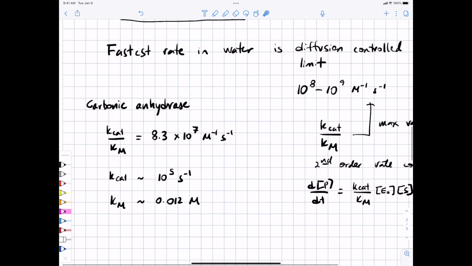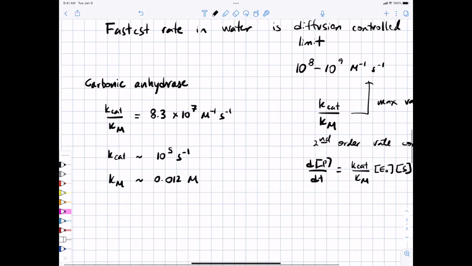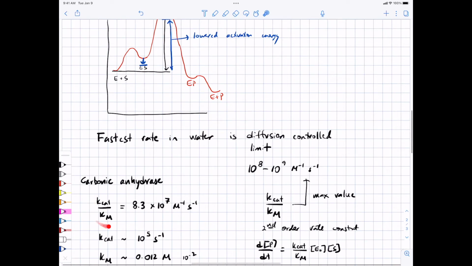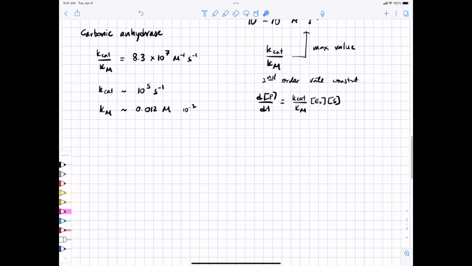If you lower this number too much, this number is basically on the order of 10 to the minus 2. If we try to lower this by an order of magnitude, 10 to the minus 3 or 10 to the minus 4, suddenly our Kcat over Km is higher than this, which means that improvement was meaningless. It doesn't actually have an effect because now you're limited by water. All right, so that's carbonic anhydrase.